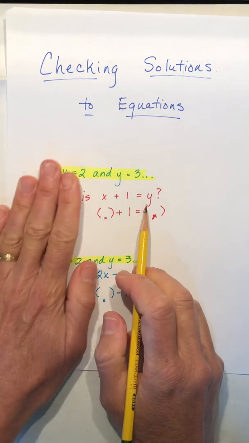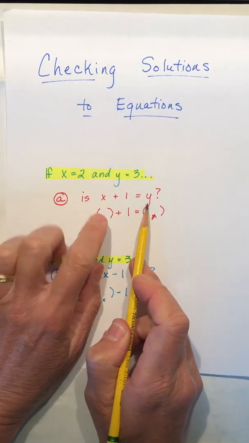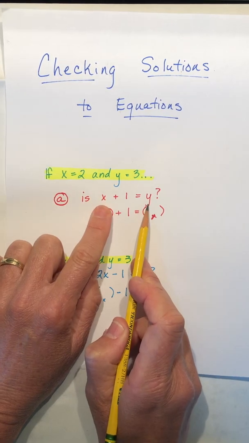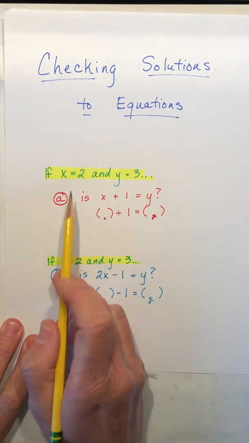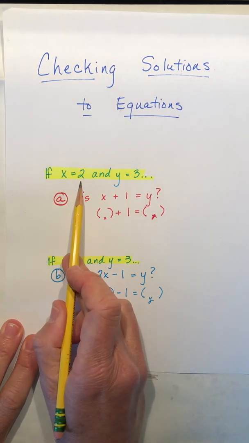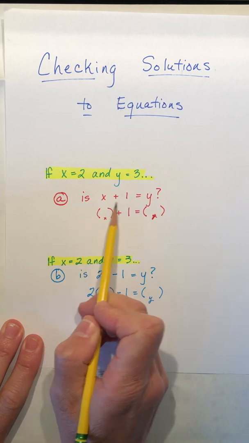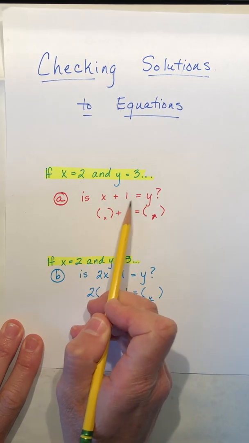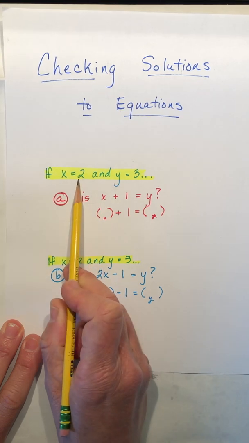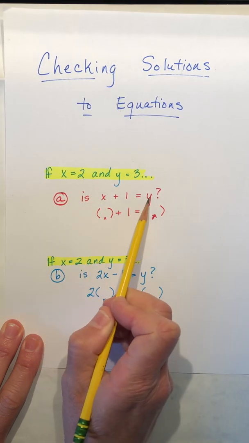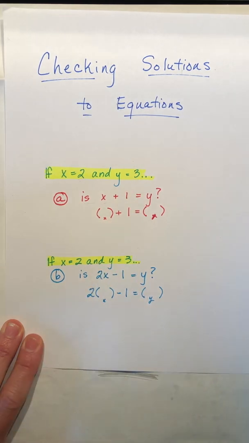And linear equations like this one right here, x plus 1 equals y, has two variables in it, an x and a y. And here's what we want to know. If x is 2 and y is 3, is this true? Is x plus 1 equal to y if our x value is 2 and our y value is 3? Is this equation true?